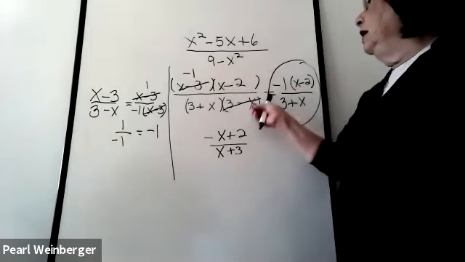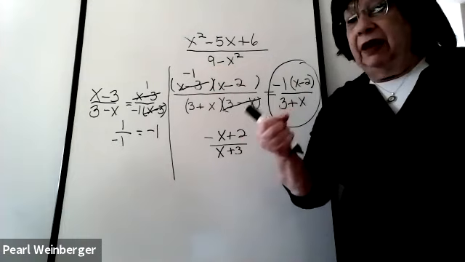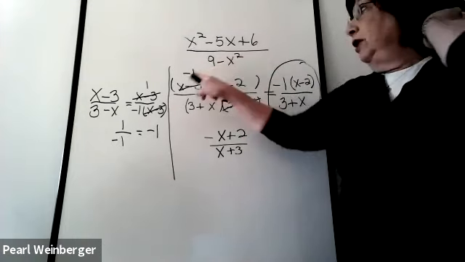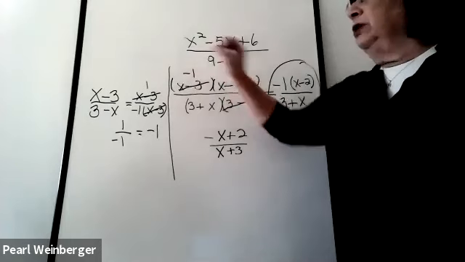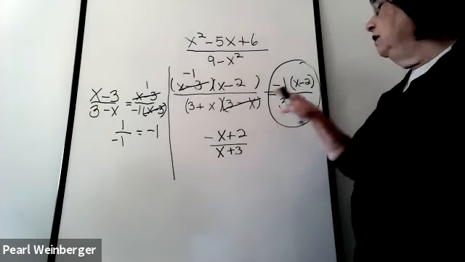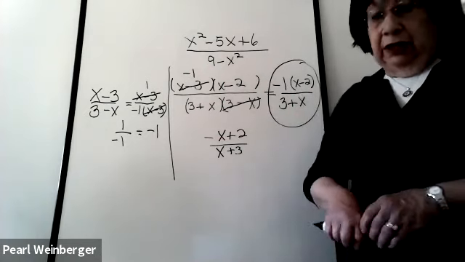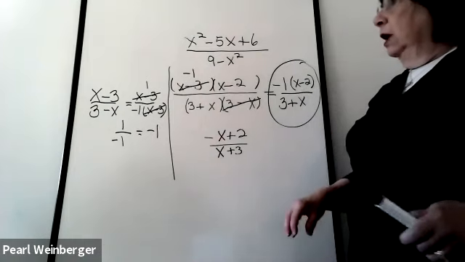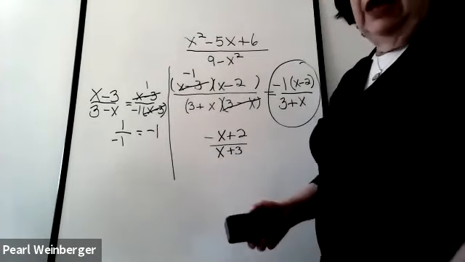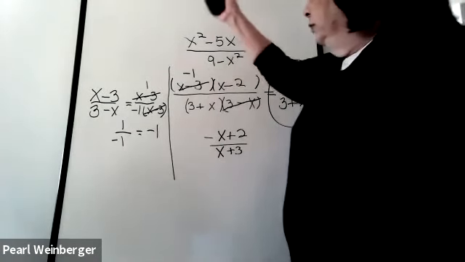x minus 3 and 3 minus x are not identical, but they are the same number, with one positive and one negative, so they can be canceled out as long as you put a negative 1 in place of it. When it's positive, you don't have to put the negative 1, but when there's a negative, you have to put the negative 1. Okay, I just want to go one step further and show you how we can multiply fractions.